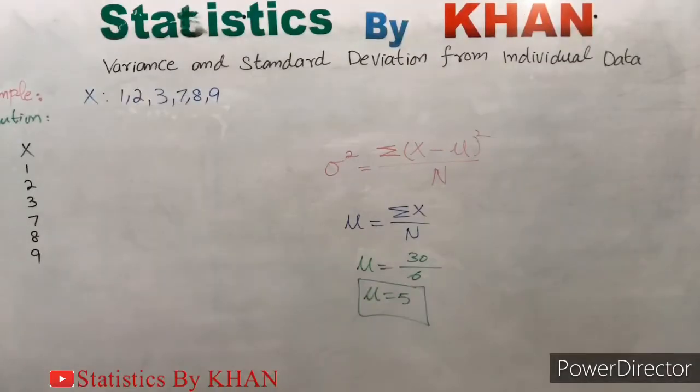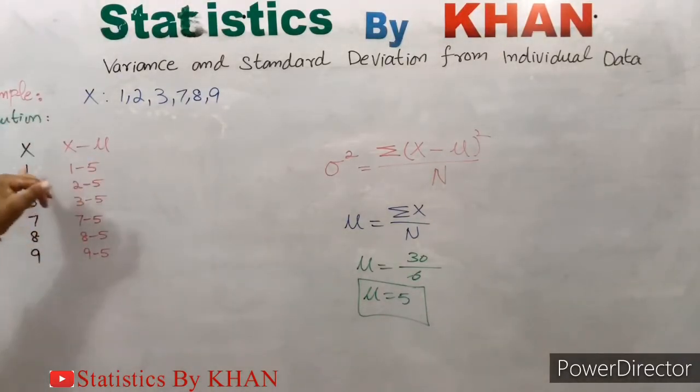The next step is to subtract mu from x. It means that we will subtract this mu from each value of x. We will subtract 5 from 1, then we will subtract 5 from 2. Similarly, we will subtract 5 from 3 and so on. So the next column will become x minus mu. This column is now x minus mu, meaning 1 minus 5, 2 minus 5, 3 minus 5 and so on. And now we will simplify this column.